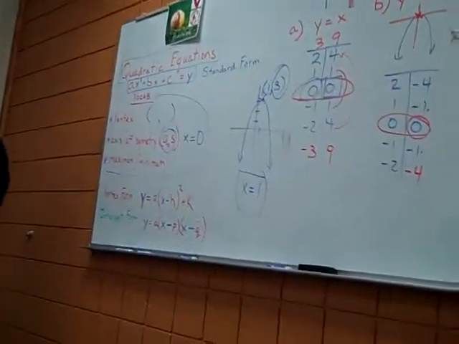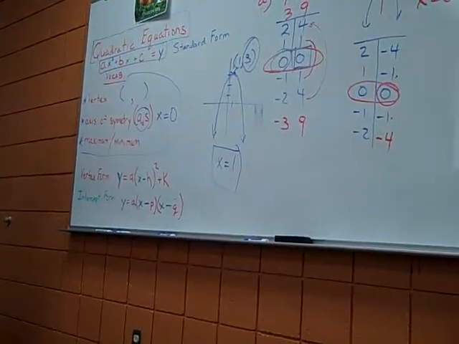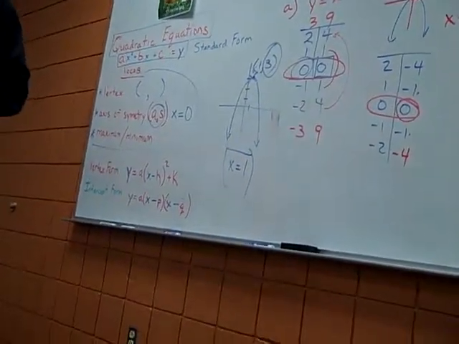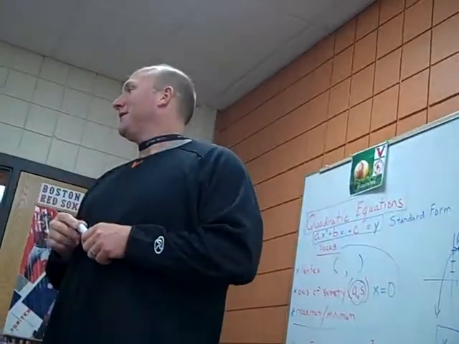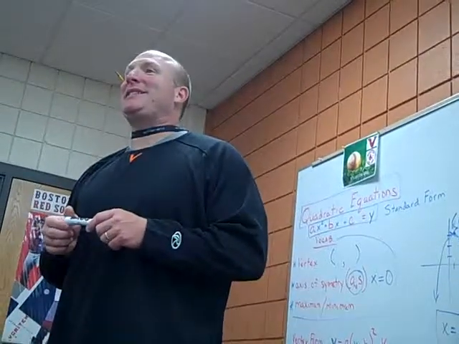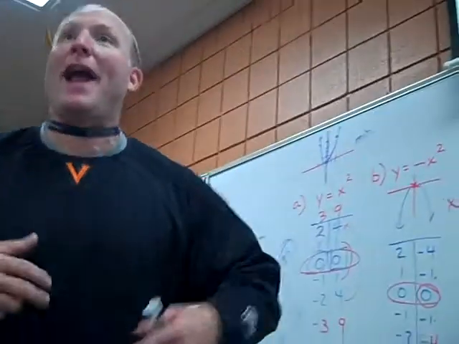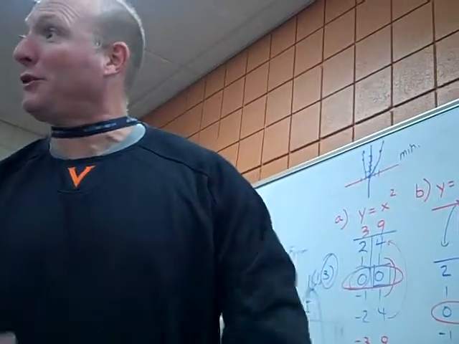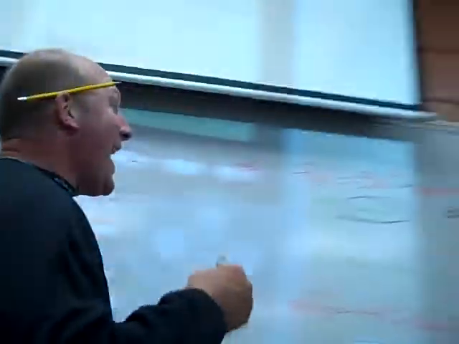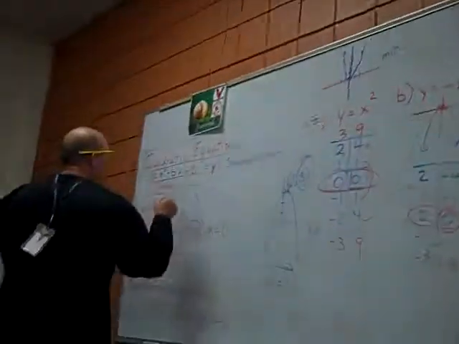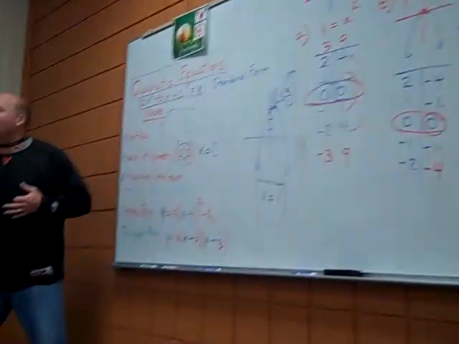So, ABCs. Now, you can find the vertex by remembering just a little saying, I guess. Are you ready? Opposite of B over 2A. Opposite of B over 2A. That's how we can find our vertex. All right, you ready? Opposite of B over 2A.